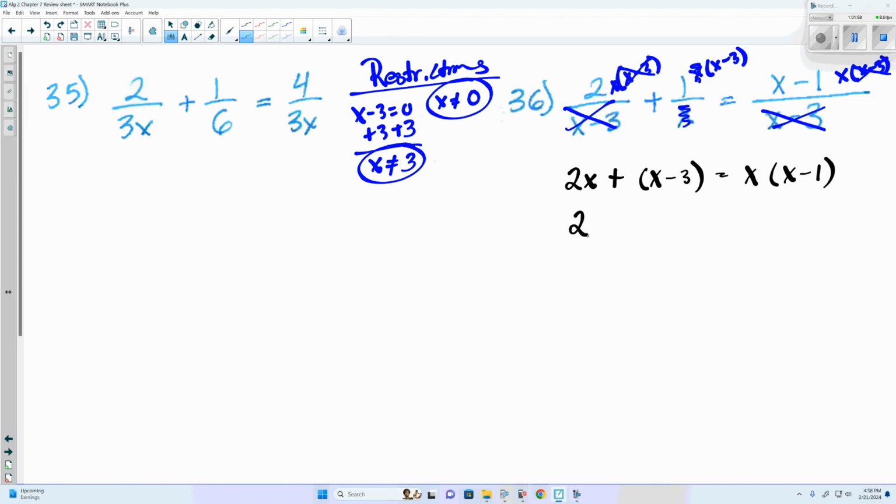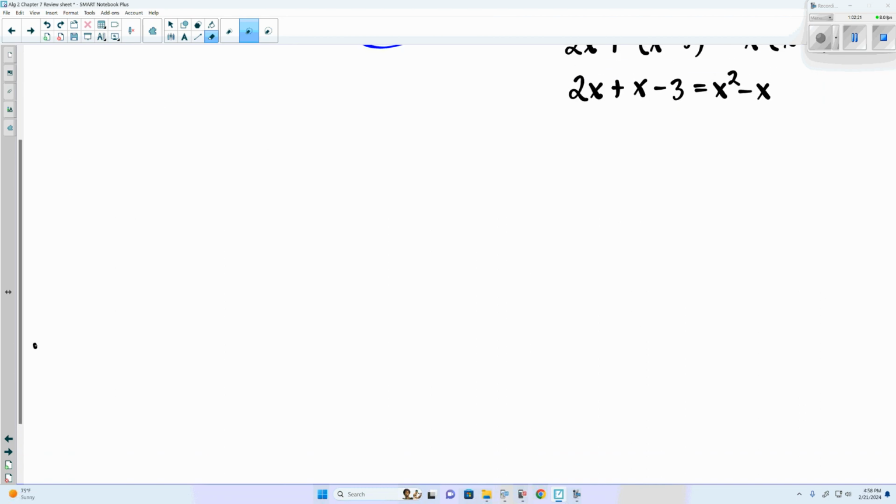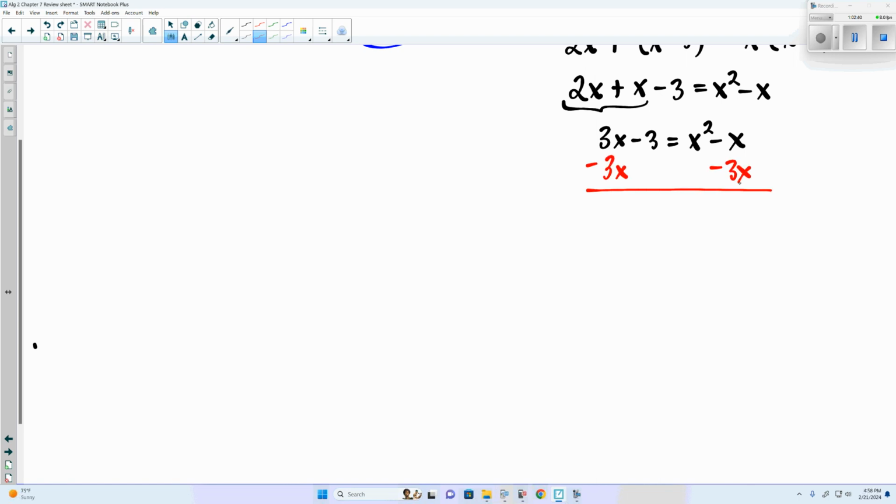Now at this point we can do some simplifying. So we'd have 2x plus, well here since the sign in front of it's a plus, we don't have to add the parentheses. We could have left them out originally because it's just going to stay x minus 3 is equal to, here we have to distribute the x. X times x is x squared, x times negative 1 is negative x. Now we can combine like terms here. 2x plus x is 3x minus 3 is equal to x squared minus x. Now at this point here, moving things from left and right, there's not a whole lot of difference, so I'm just going to move everything towards the x squared. So we're going to subtract 3x from both sides.